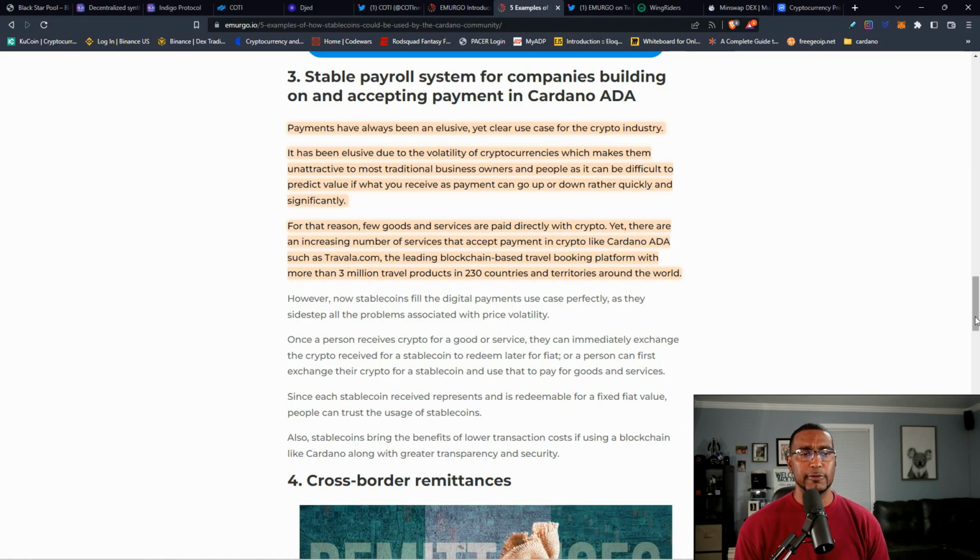So number 3, stable payroll systems for companies building on and accepting payments in Cardano ADA. Payments have always been an elusive yet clear use case for the crypto industry. It has been elusive due to the volatility of the cryptocurrencies, which makes them unattractive to most traditional business owners and people, as it can be difficult to predict value. If what you receive as payment can go up or down rather quickly and significantly, for that reason, few goods and services are paid directly with crypto. Yet there are an increasing number of services that accept payment in crypto like Cardano ADA, such as Trip.com, the leading blockchain-based travel booking platform with more than 3 million travel products in over 230 countries and territories around the world, which is very true.